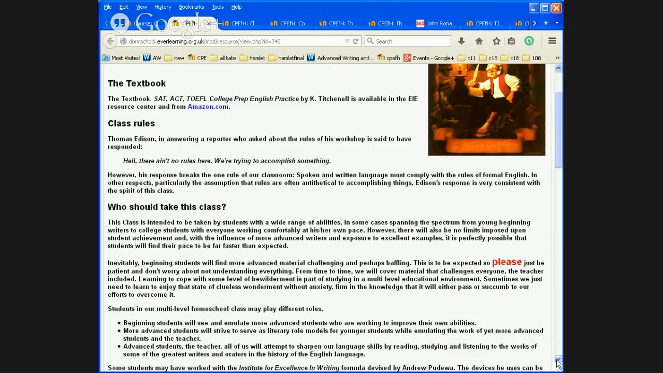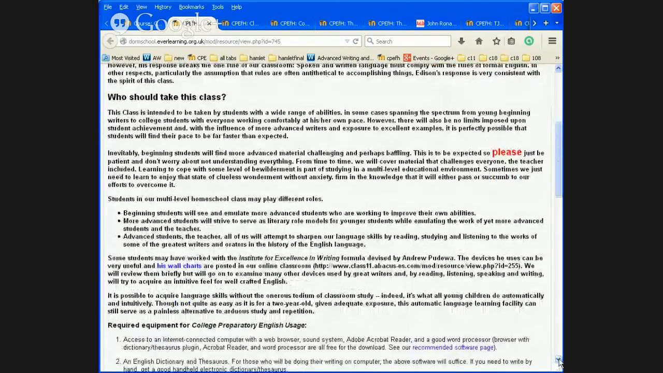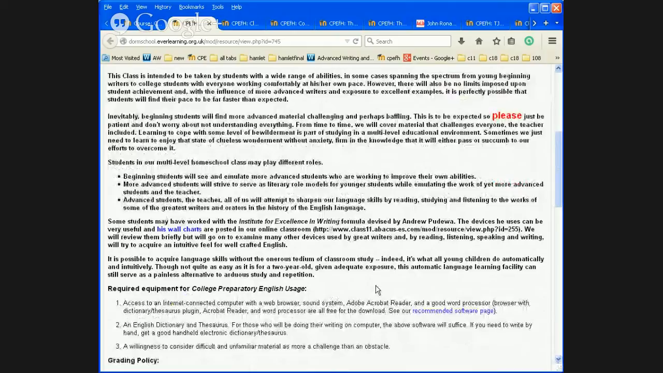Okay, let's see. And it talks about the different roles. I leave this up to you if you would like to think it would be a good idea at some point. And then required for the class, access to an internet-connected computer. Also, one of the things that I have installed on my machine, and I recommend that you do also, is the dictionary search. It's a very useful feature. If you are doing all of your composition work, for example, in our classroom, and all your reading work, all you've got to do is right-click on something. You can find out all about it that way. Okay, a dictionary and thesaurus, and a willingness to consider difficult and unfamiliar material as more of a challenge than an obstacle. Let's just see how we can do with that.